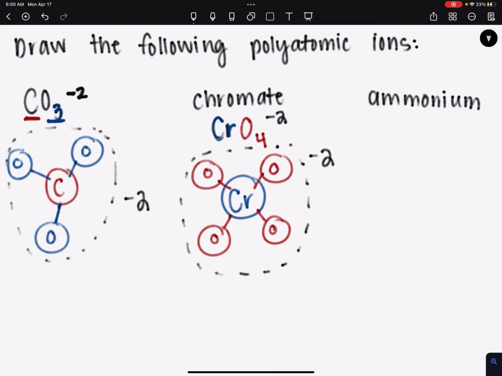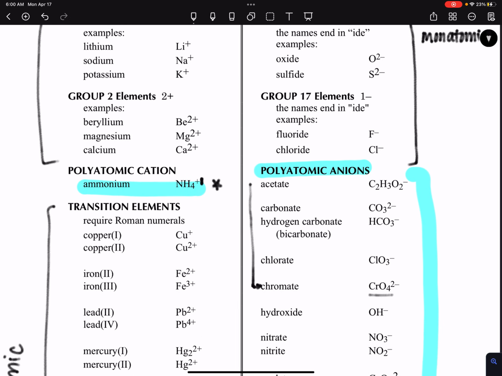If you'd like, go ahead and try the last one, ammonium. You can pause the video and unpause to see if you're doing this correctly and get some feedback. All right, I'm assuming if you're listening to this, that means you've already attempted to draw ammonium without my help. So let's get started with checking your answer.